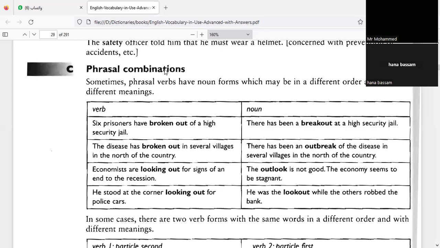The verb plus preposition. Verb plus preposition. يعني فعل وحرف جر. فعل وحرف جر. بنسميه فعل اصطلاحي. اوكي هنا.